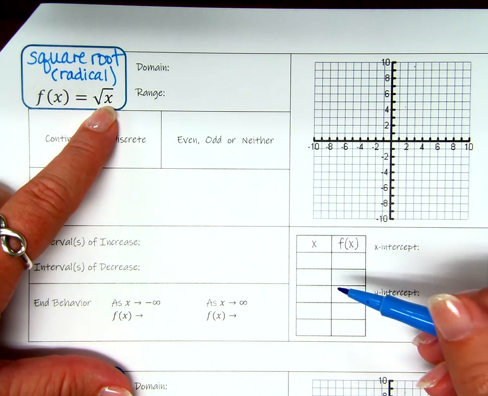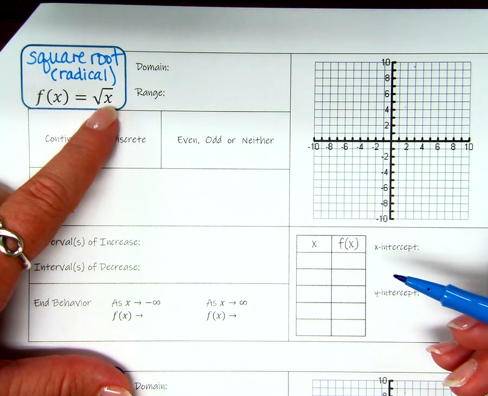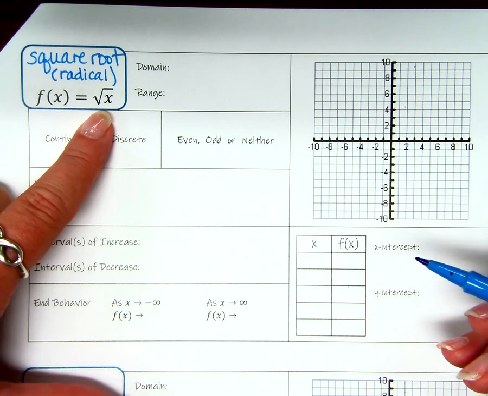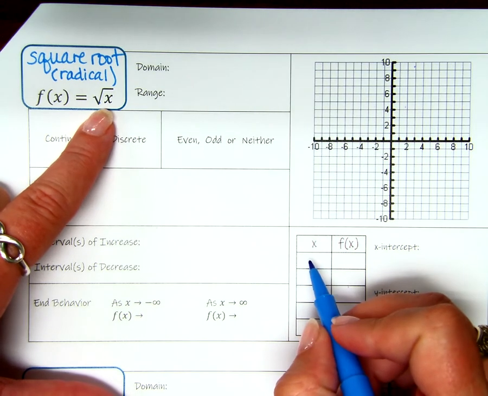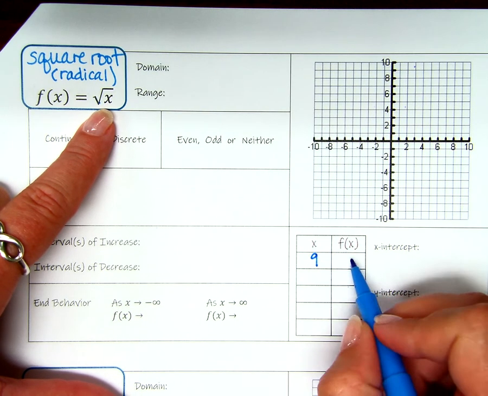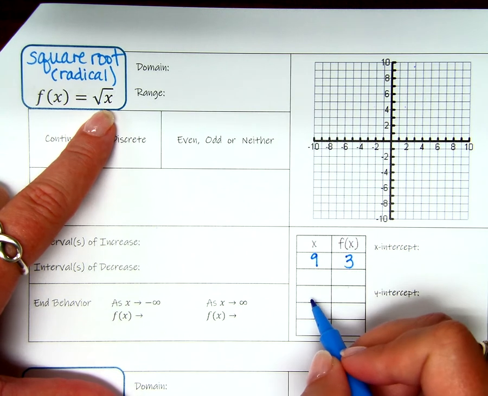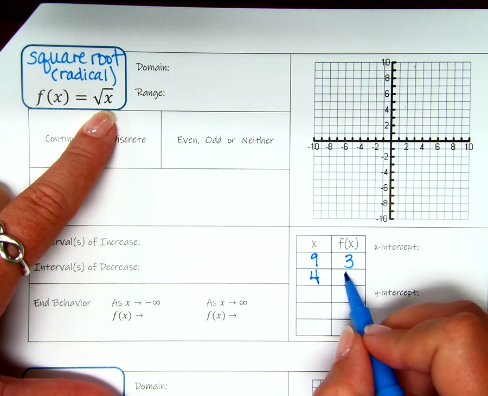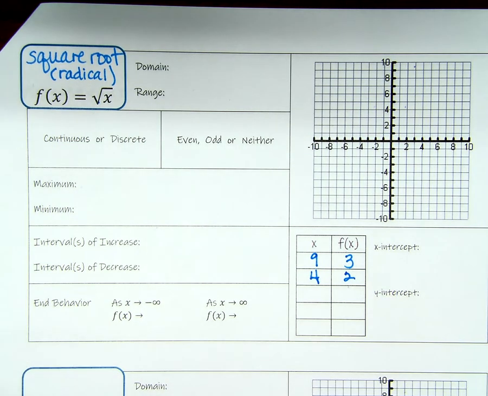We want to choose something that's squared so that when we take the square root of it, it's something we know, right? That makes sense, doesn't it? Okay, so what numbers do you know the square root of? 9. What is the square root of 9? 3. Okay, what else do you know the square root of? 4. What's the square root of 4? 2. Now, do you know the square root of 16?